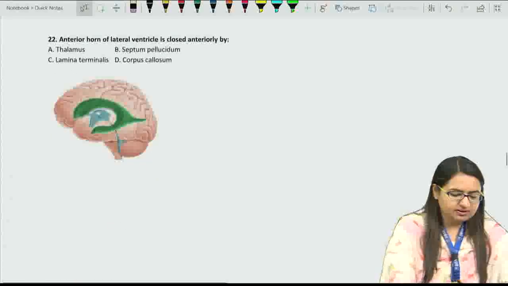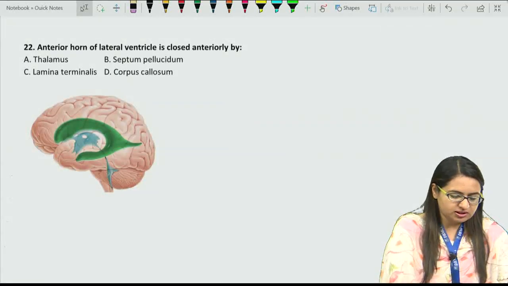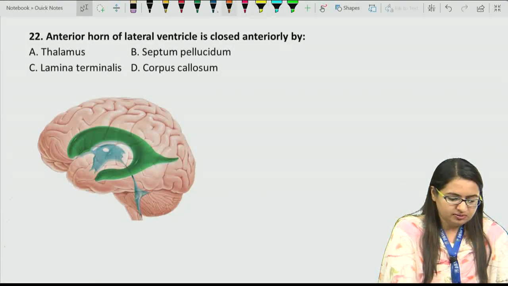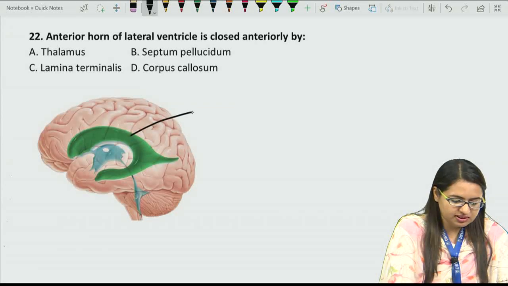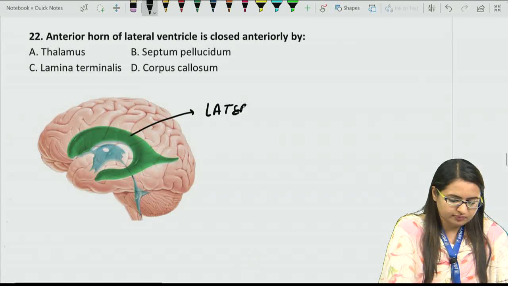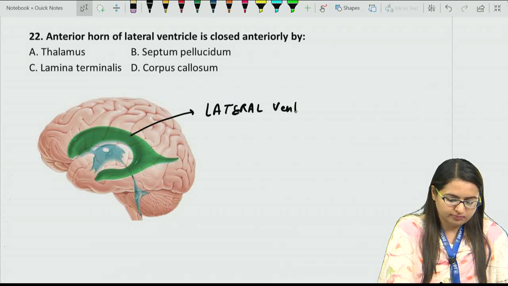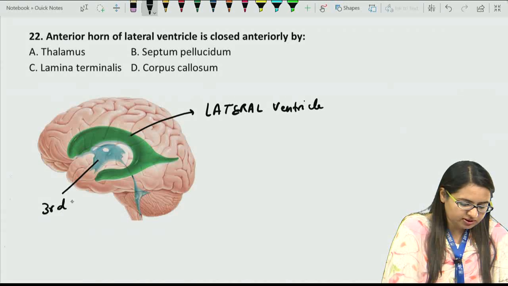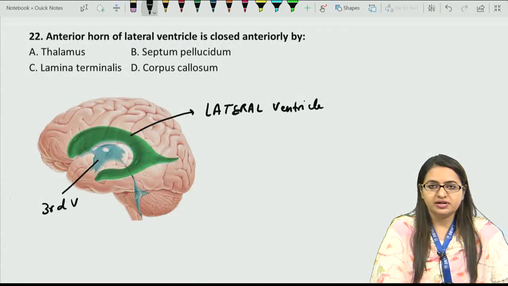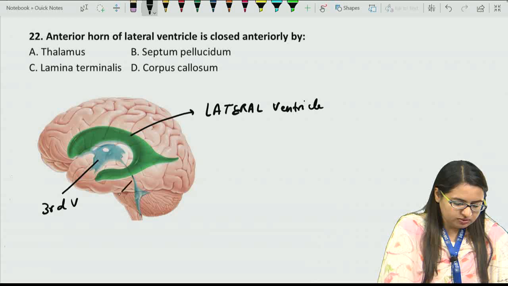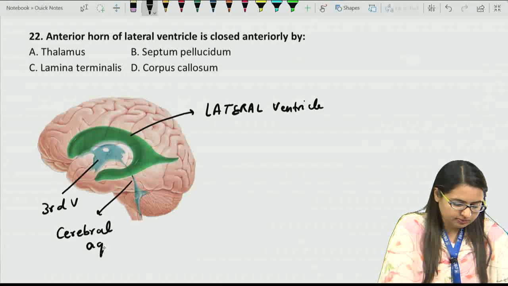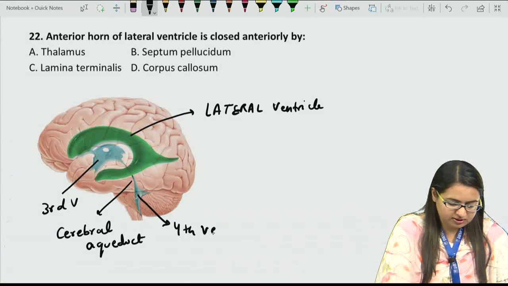Question number 22 talks about the anterior horn of the lateral ventricle. Now we know that there are two lateral ventricles, one in each cerebral hemisphere. In this picture, this is the lateral ventricle, and it communicates with the third ventricle via the foramen of Monro, or the interventricular foramen. Then further it continues into the cerebral aqueduct, and it is communicating with the fourth ventricle. This is the fourth ventricle.